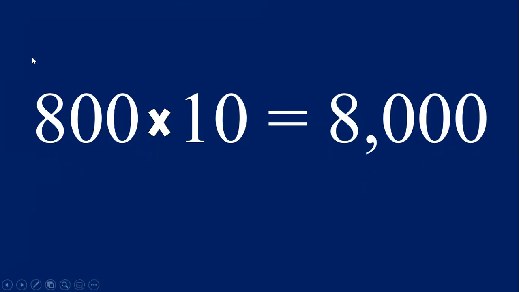Now, this number went from a 3-digit number to a 4-digit number. So now we have to put in that comma. We count over 1, 2, 3 place values, put in our comma, and 8,000 is the correct answer. See how quickly we could come up with the correct answer?